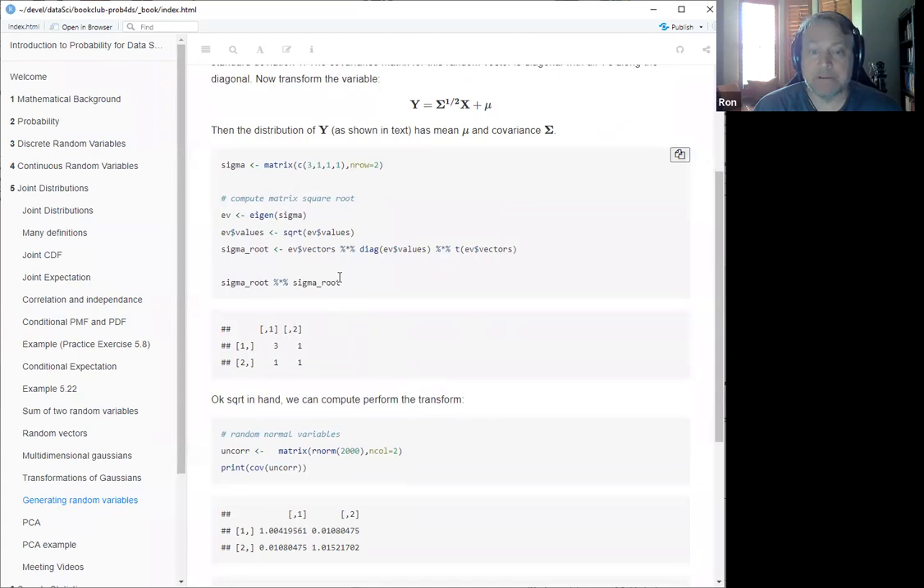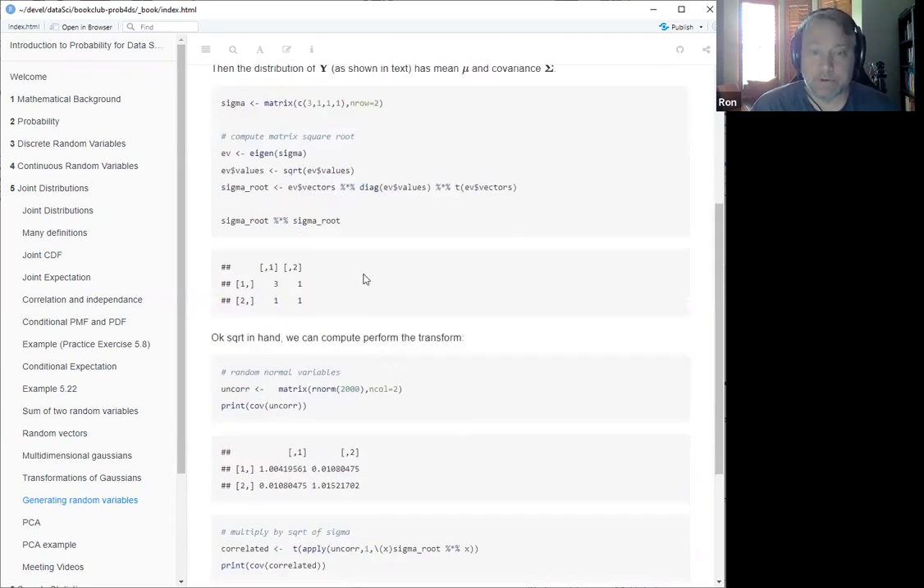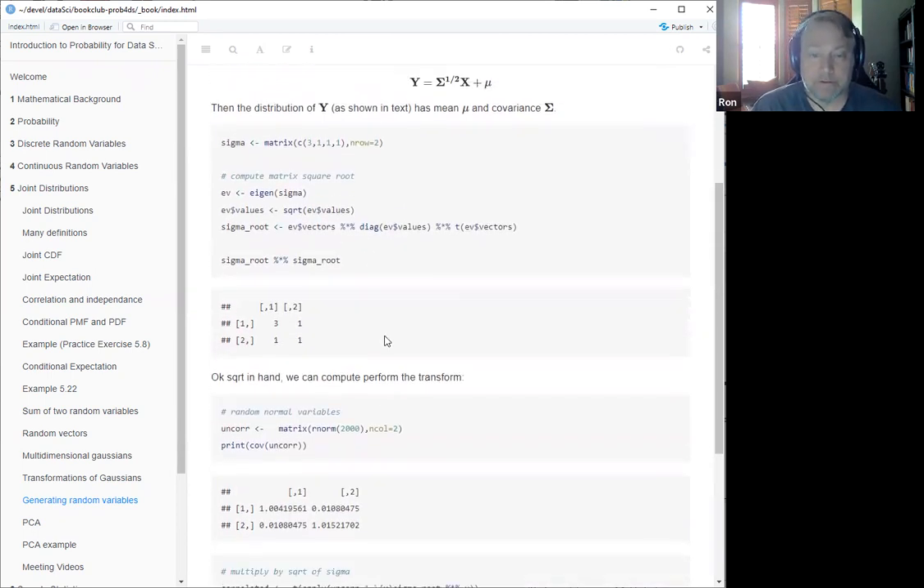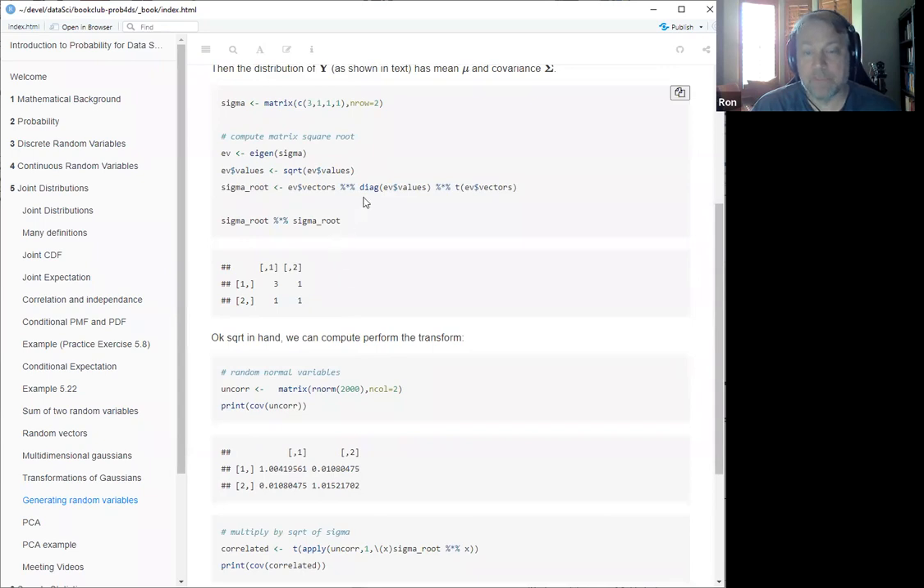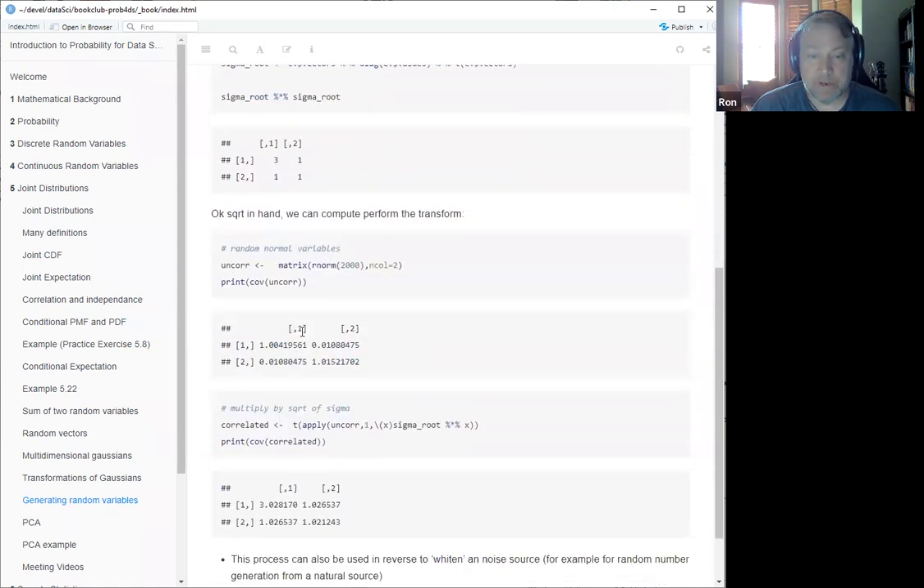There definitely are packages that will directly do powers of matrices, but I just wanted to show it in this kind of raw way. Also, I thought it was kind of fun. With that in hand, we can do this transformation. Here I formed a matrix of 2 by 1,000 random normal variables, so they're totally uncorrelated with mean zero and standard deviation one.